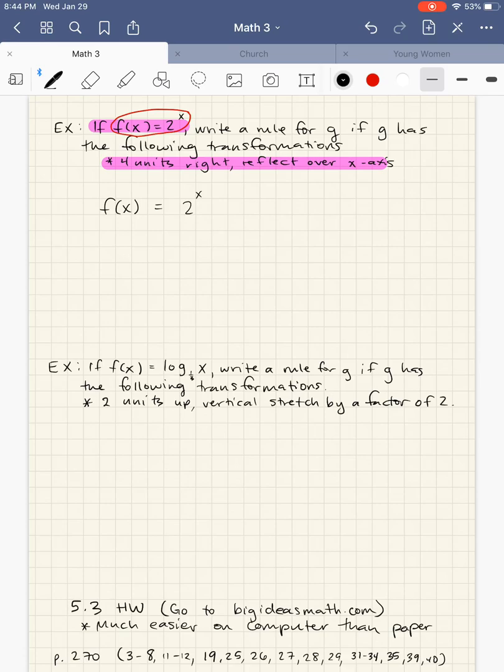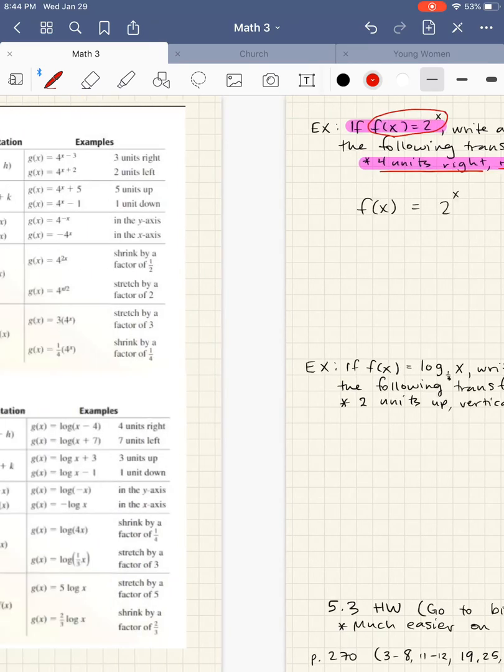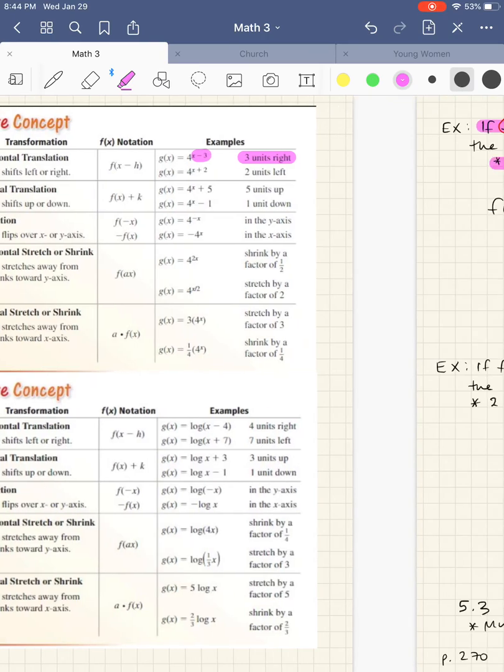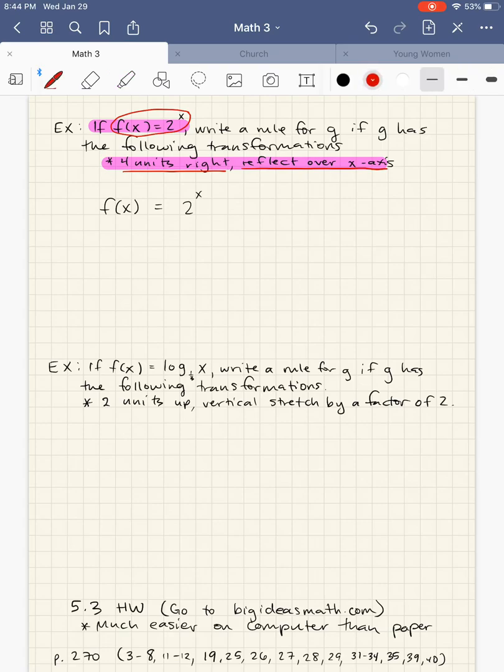And I want to do a couple things. I want to move it 4 to the right and reflect over the x-axis. So if I go back to this page, how do I move something to the right again? Oops. It looks like I just need to put -3 with my x. So I'm going to go back, and instead of just writing x, I'm going to write x minus 3. That's going to tell me to go right 3.